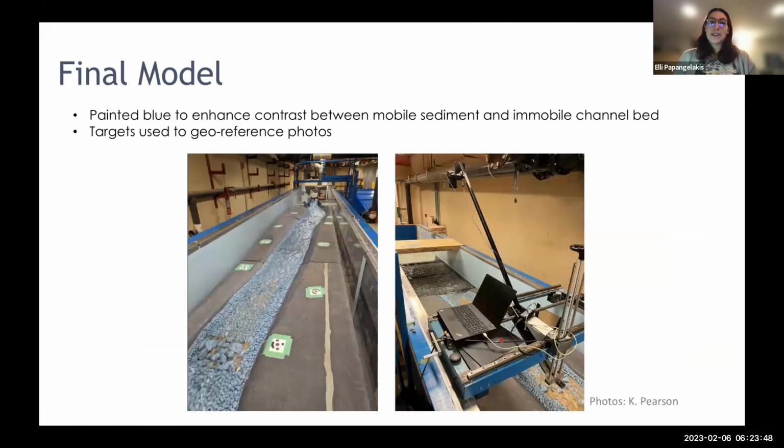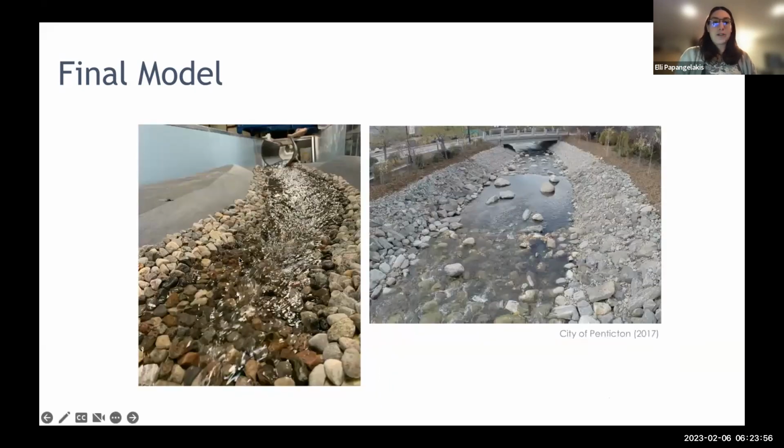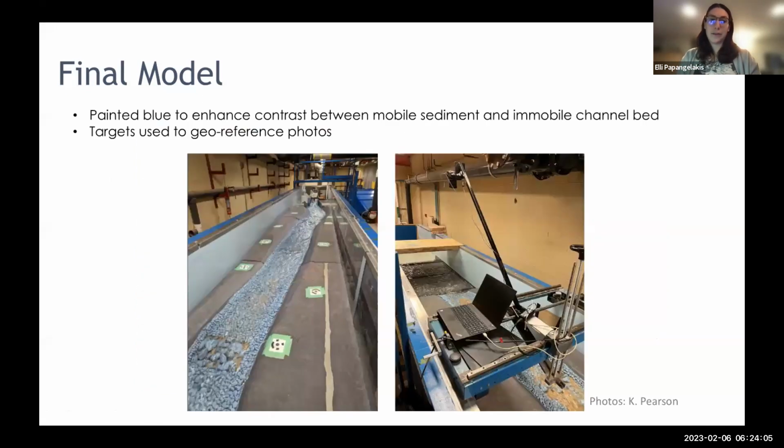So to finalize our setup, we painted the channel bed blue. The reason we chose blue is because it has really high contrast with our sand. You can imagine if we're adding our sand to represent our spawning gravel, in this case, it'd be very hard to see where that spawning gravel is compared to the rough bed. So the blue color allows us to get nice photos and visually see where our sediment's moving. We've also constructed our riffles in between here, and we've added these targets.